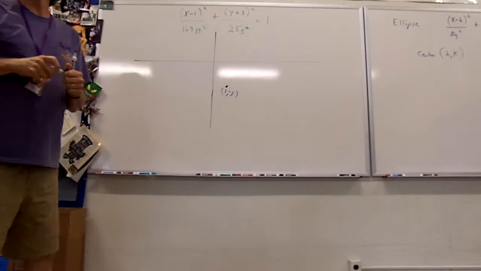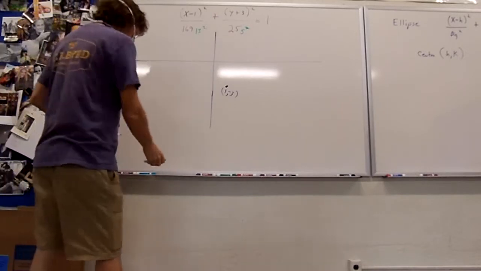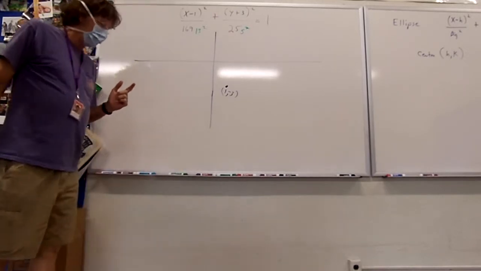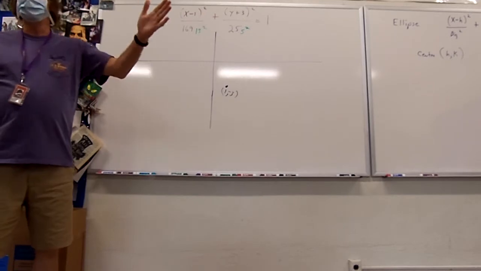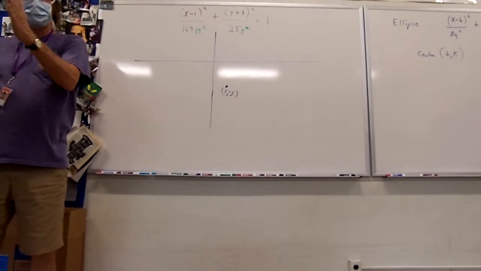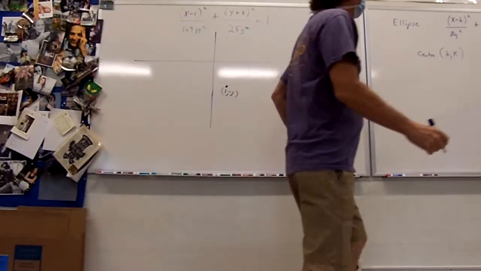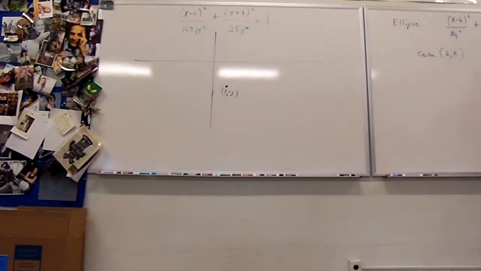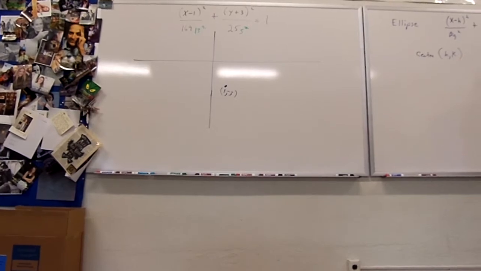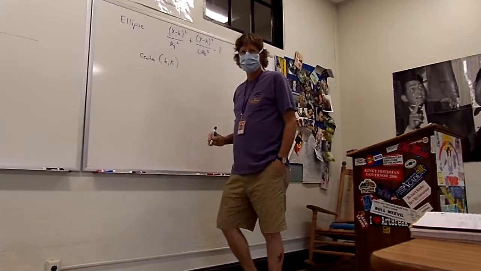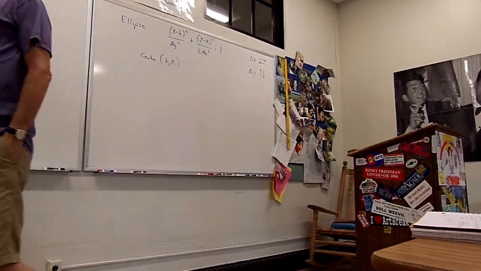Now, those numbers are going to help us. Does everybody know that x measures left and right? Okay. Change in x is right or left. Change in y is what? Up or down. Yeah, that's good. So y'all got it under control there.